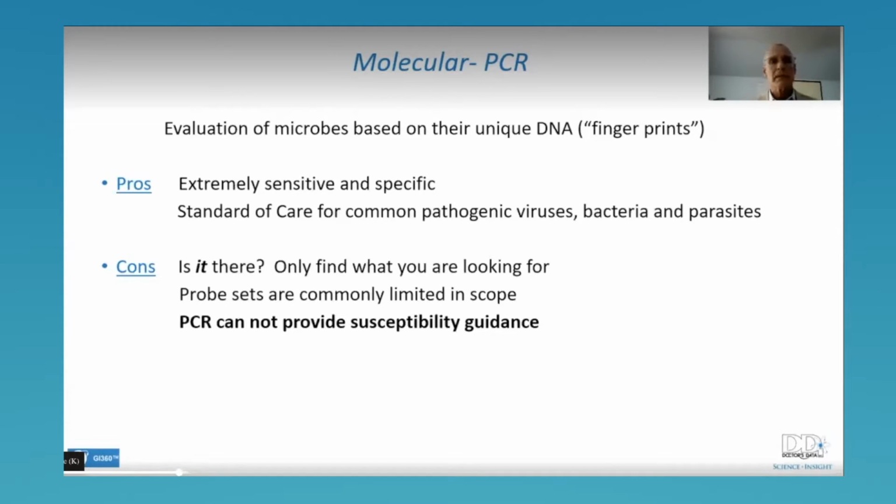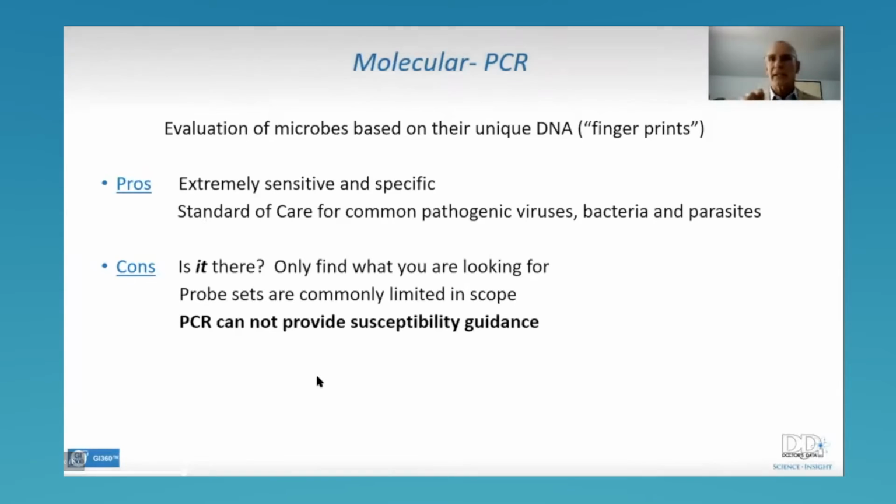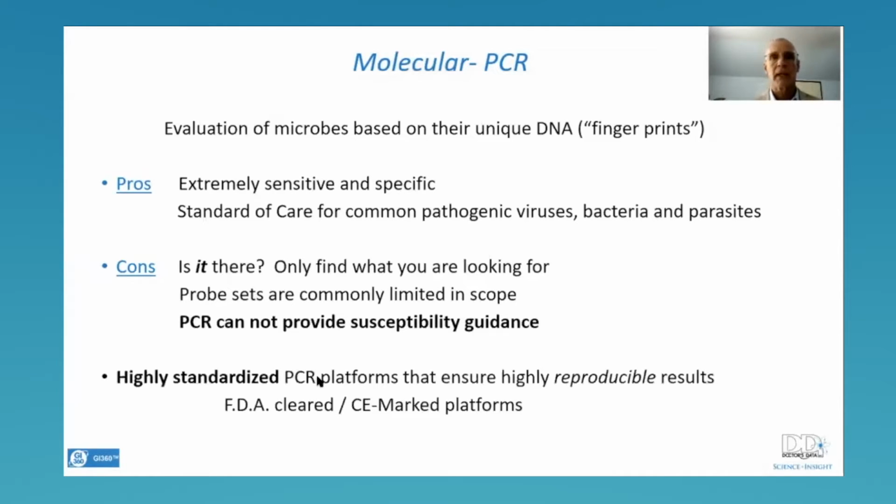PCR is awesomely sensitive. Problem is, it asks the question, is it there? In other words, you're only going to find what you have a PCR probe for. The probe sets are often very limited in scope. And very importantly, PCR cannot provide susceptibility guidance that requires viable organisms, not just pieces of DNA.